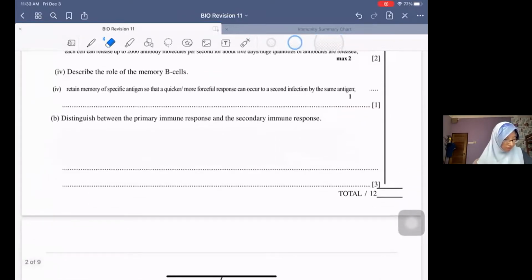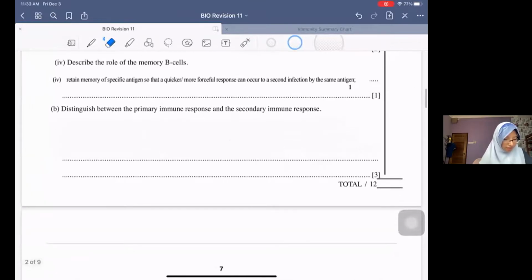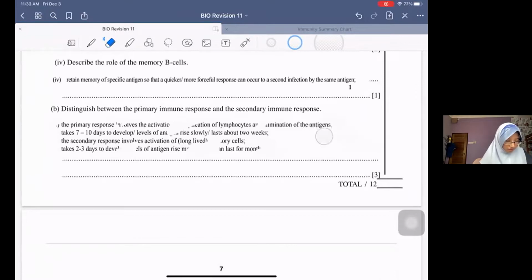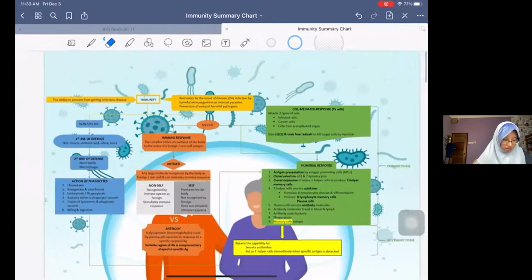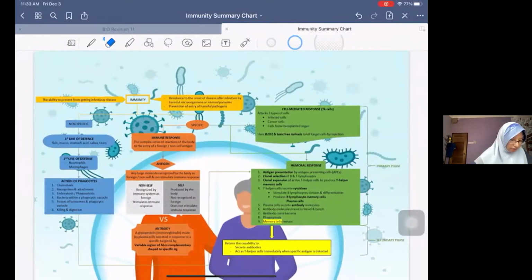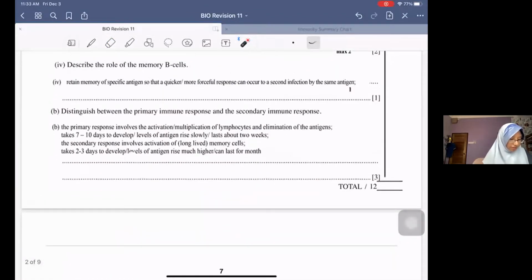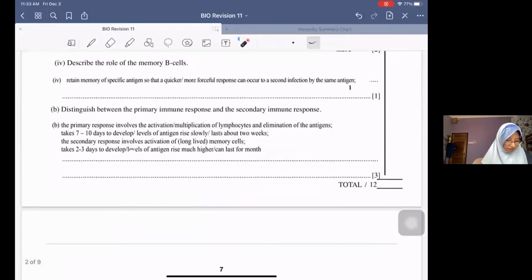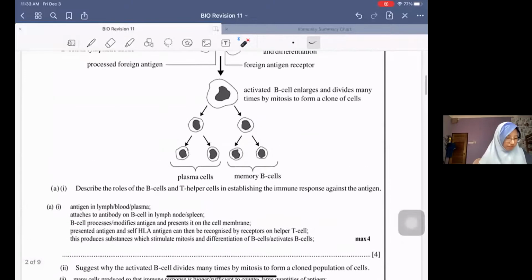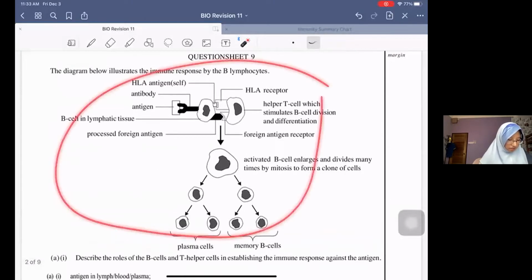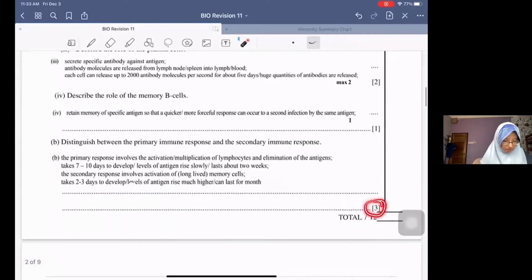So distinguish between the primary immune response and secondary immune response. As we see, the whole thing here will be the primary immune response. Here will be the secondary. So primary immune response involves activation and multiplication of lymphocytes. We just explained the immune response, the one that we did here, but briefly because it's only 3 marks.